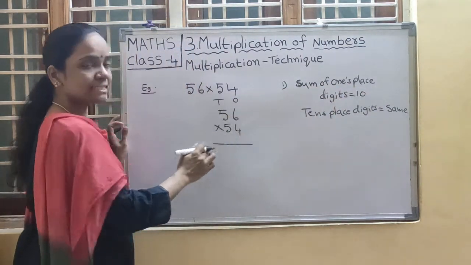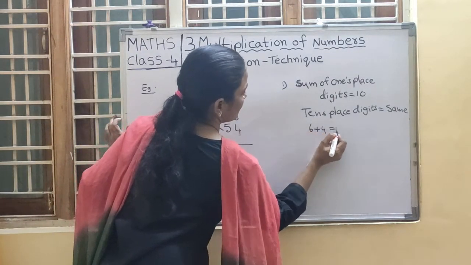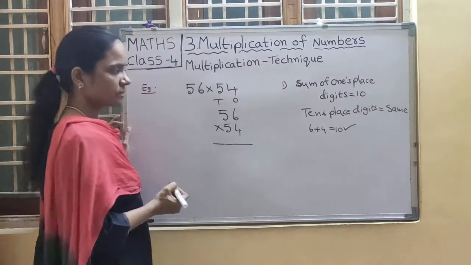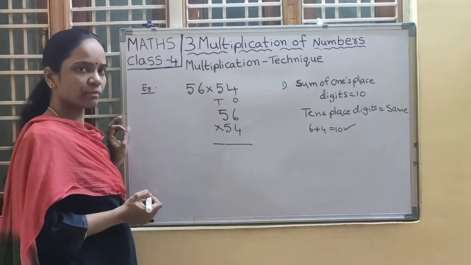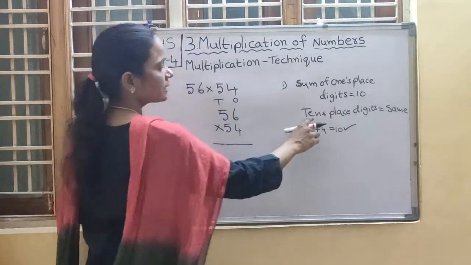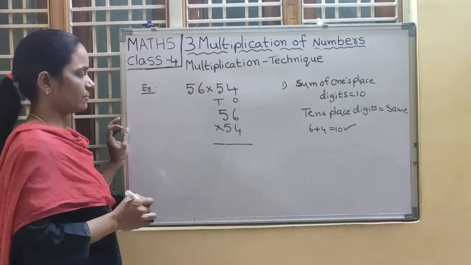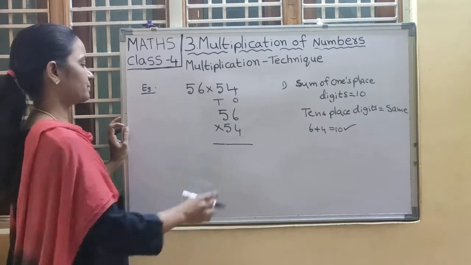Now ones place digits: 6 plus 4, how much? 10. So the first condition is fulfilled. Next, tens place digits. The tens place digits are the same.